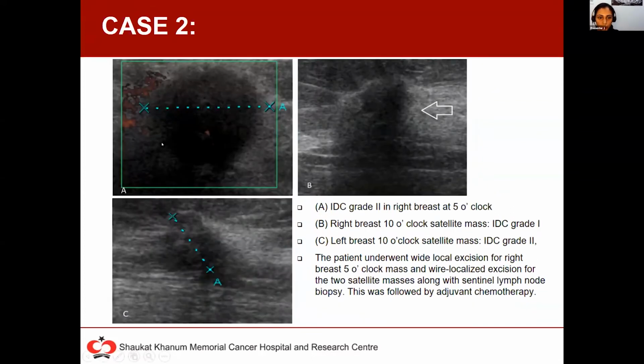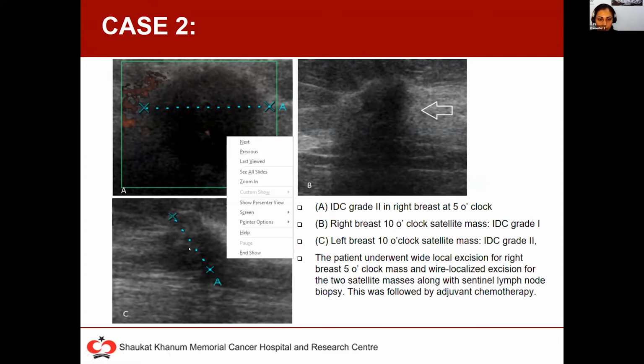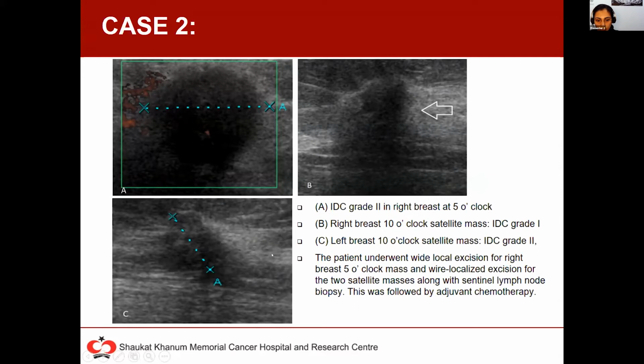These are images from another patient in which figure A shows a malignant mass in the right breast at 5 o'clock. This is a satellite mass in the right breast at 10 o'clock, which is spiculated and sonographically classified as malignant, and it turned out IDC grade 1. Another satellite mass in the left breast at 10 o'clock was irregular with not parallel orientation, sonographically classified as malignant. So again, the histopathology and ultrasound features were concordant, and the patient underwent lumpectomy of the right breast mass and wire localized excision for these two satellite masses.